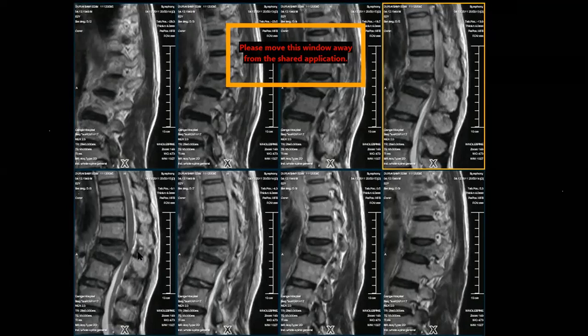So neurology is intact, 0 points. The morphology is flexion distraction type of injury, 4 points. The posterior ligament complex is injured, so it's 3 points. Total it is 7 points. So the management is surgery. What kind of surgery? Posterior stabilization.